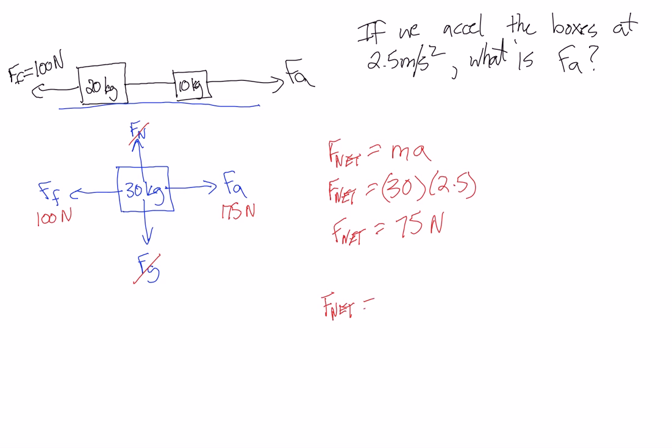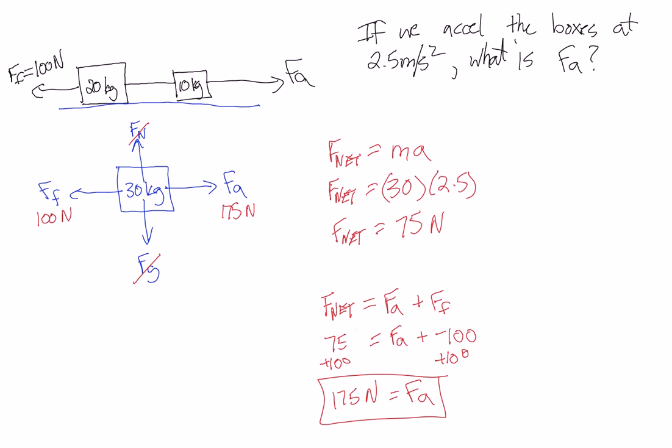Or, if you want, you can just use the formula. So our net force will be the force that we apply plus friction. We know the net force was 75 newtons. We're looking for the applied force, and we know that friction was negative 100 because it was going in the opposite direction. So then we could just basically do some simple math. To solve for force applied, we'd have 75 plus 100. We'd have to cancel the 100 on both sides. So we'd have 175 newtons being our force applied.